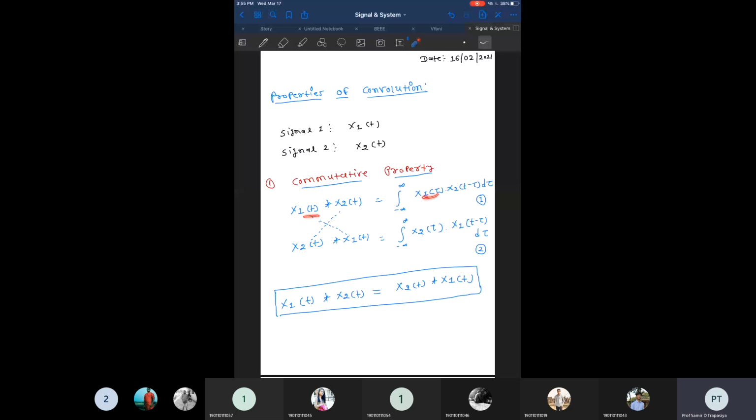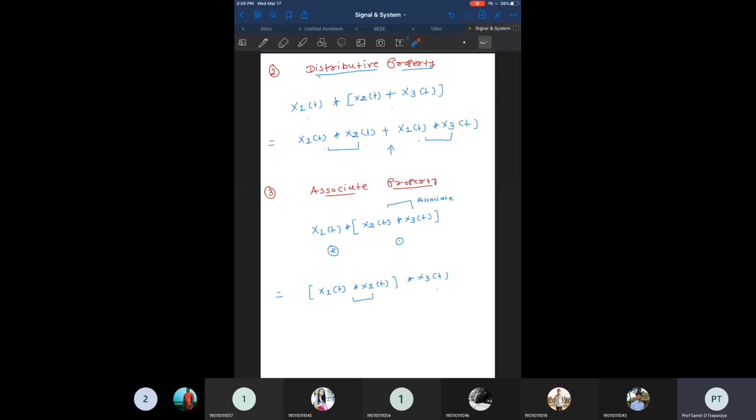So what does it indicate again? If x2 of t plus x3 of t is convoluted with x1 of t, it is equivalent to x1 of t convoluted with x2 of t first, plus x1 of t convoluted with x3 of t second. So that gives the same result. This is known as the distributive property.